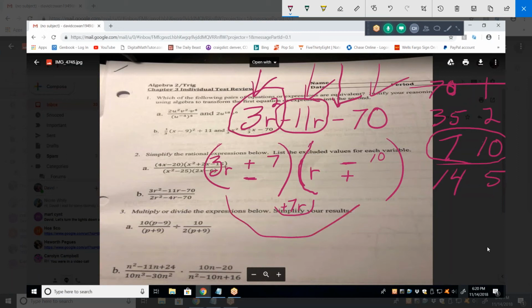I get minus 30r from the outside. Combine those two, I get minus 23r. Okay? So that tells me I don't have the right number. So this is not the right answer.